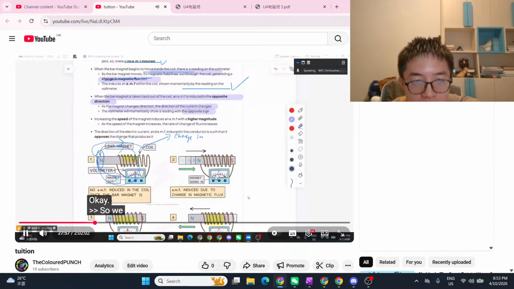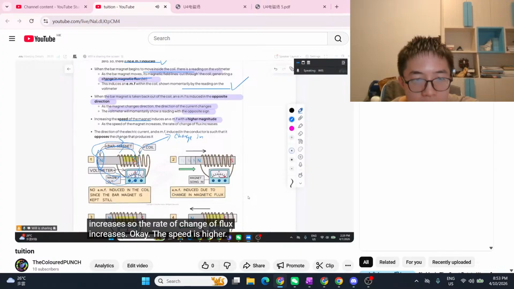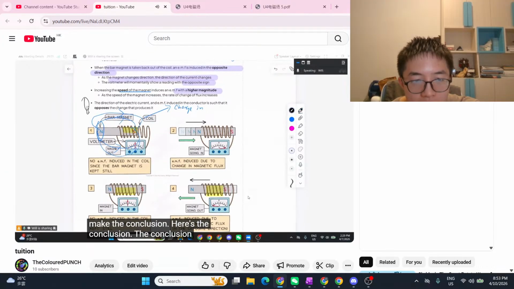If I increase the speed of the magnet, it induces an EMF with a higher magnitude. As the speed of the magnet increases, the rate of change of flux increases. The speed is higher, so the rate of change of flux is higher. Here's the conclusion: the direction of the electric current and the EMF induced in the conductor is such that it opposes the change that produces it.